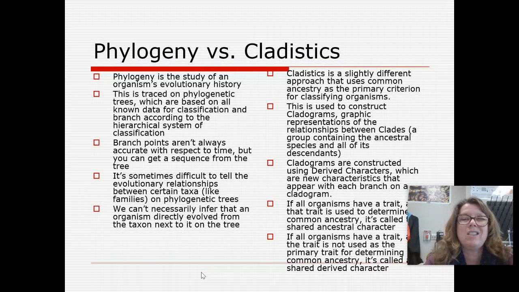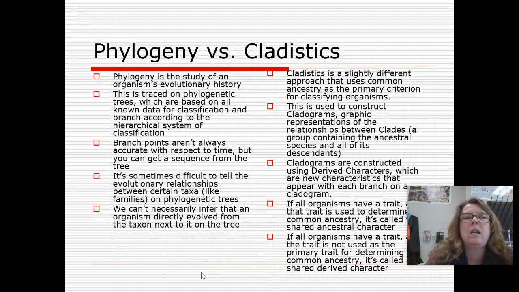Cladistics is a different approach. It's not terribly different, but it's slightly different enough. You're using common ancestry as the primary criteria for classification, but then you construct the cladogram using cladistic analysis, using derived characters. Okay, so you're using the appearance of specific characteristics that were derived from some common ancestor to do your branching. And when we did our BLAST lab, you looked at a cladogram and looked at how those are constructed. Okay, so derived characters are what we use.